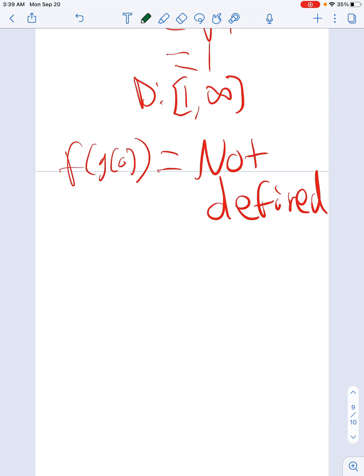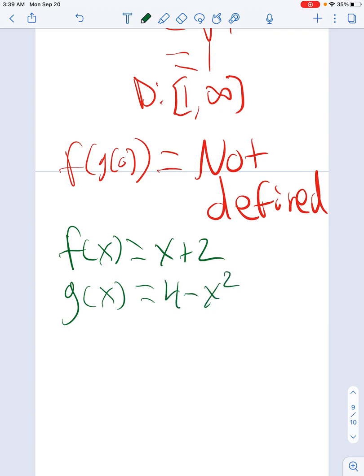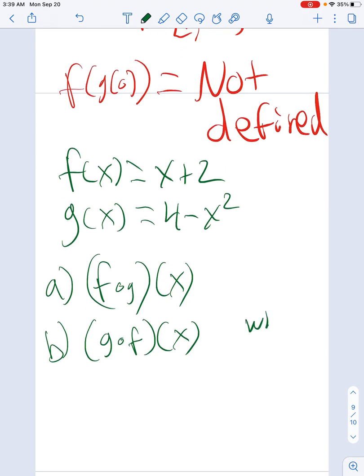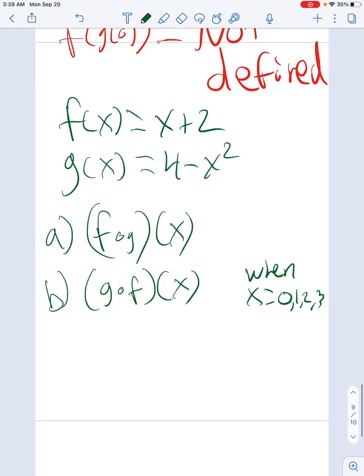Given f of x equals x plus 2 and g of x equals 4 minus x squared, let's write the functions down first. f of x equals x plus 2. g of x equals 4 minus x squared. Part A, find f of g of x. Part B, find g of f of x. And they wanted us to do that when x equals 0, 1, 2, and 3.